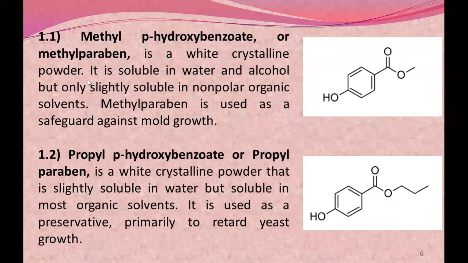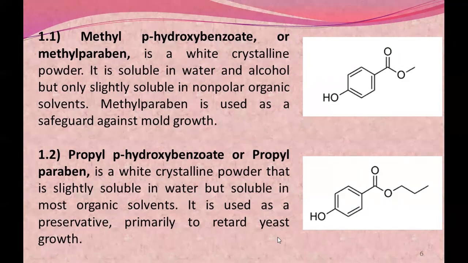It is a white crystalline powder, soluble in water and alcohol, but slightly soluble in non-polar organic solvent, used against mold growth. And next is propyl paraben. This is the structure. Propyl means prop stands for 3 carbon. So 1, 2, and 3. A 3 carbon chain is here at the oxygen of the carboxylic acid. So this is the propyl derivative of parahydroxybenzoic acid. It is slightly soluble in water, but soluble in organic solvents, used primarily against yeast growth.